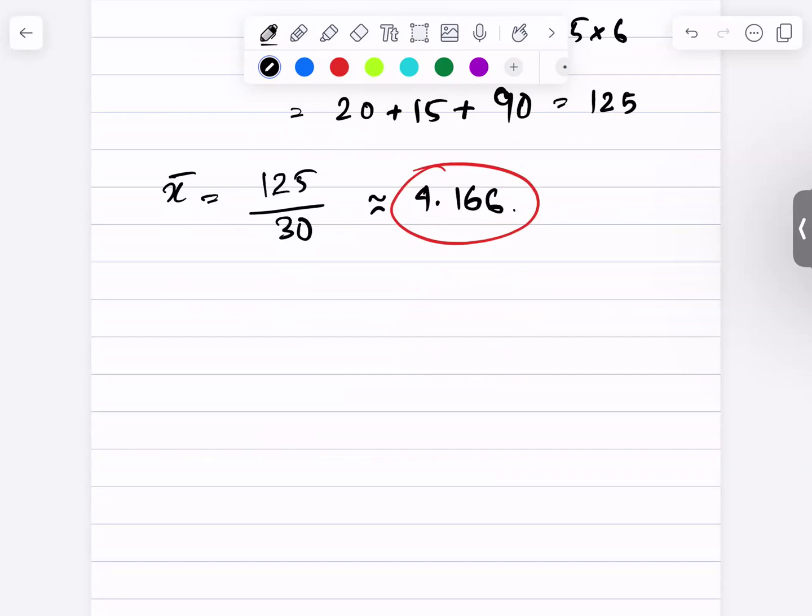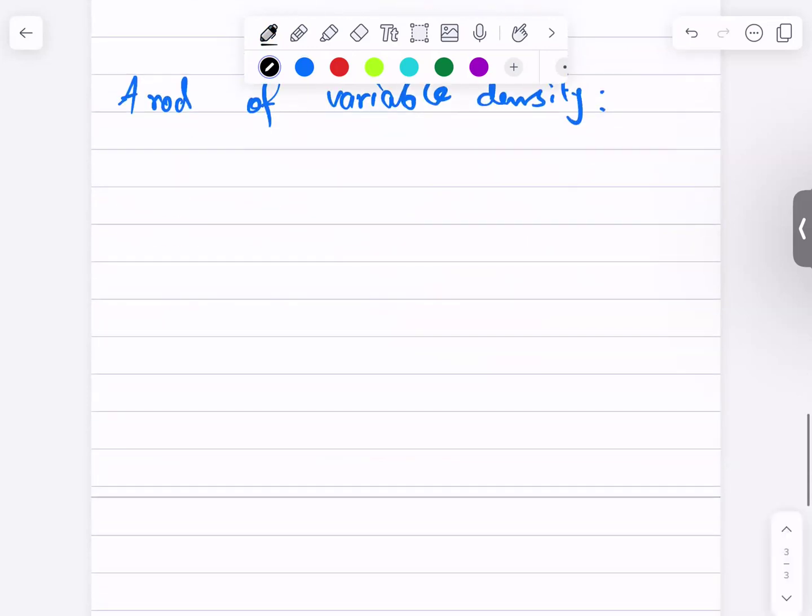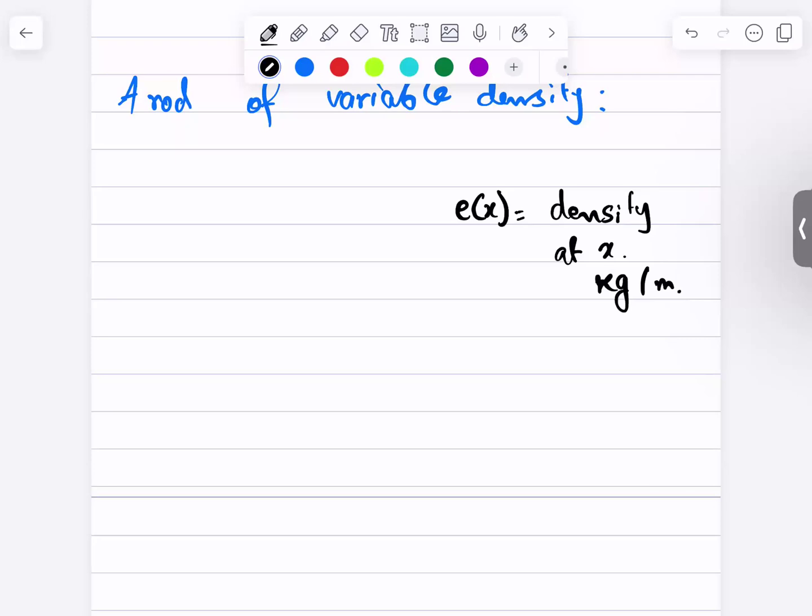Now, case 2 will be when you have a rod of variable density. Then for that rod, what will be your center of mass? Say rho x is the density at x, in kg per meter. So say I have a rod of length b minus a.